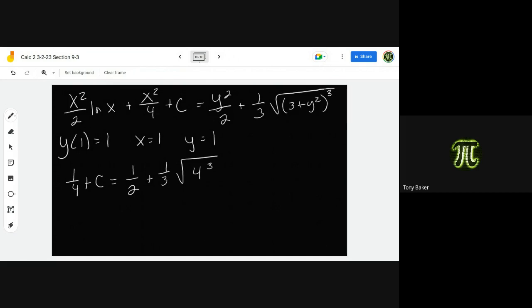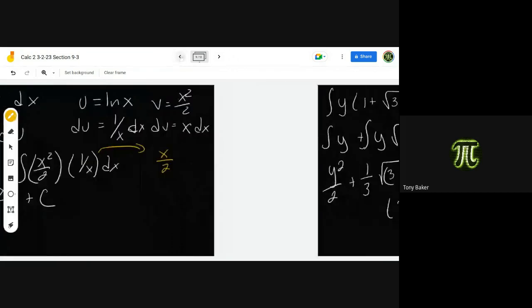So 4 to the third power is 64. The square root of 64 is 8. So, if I bring over the 1/4, I have 1/2 minus 1/4 plus 8/3. So common denominator is 12. So I have 6. Where? That one? Natural log of x minus x squared over 4. Was it minus or plus? Oh, it was minus.